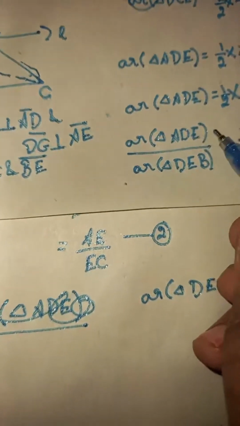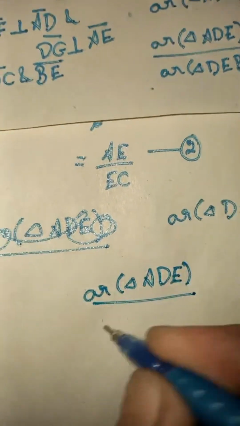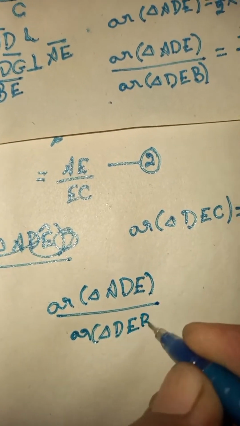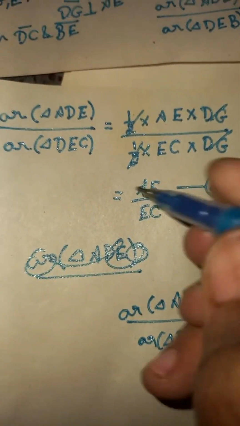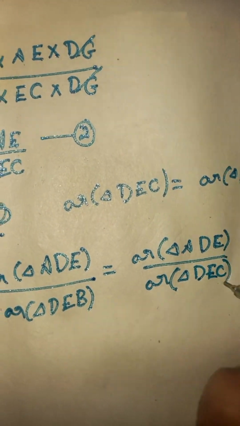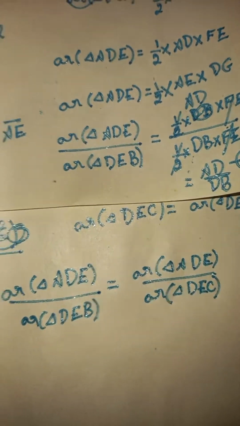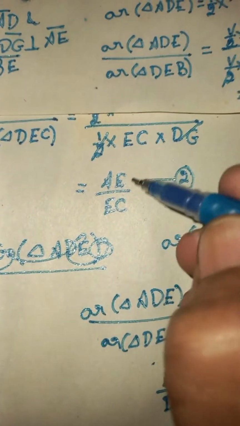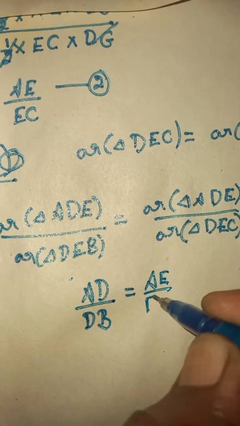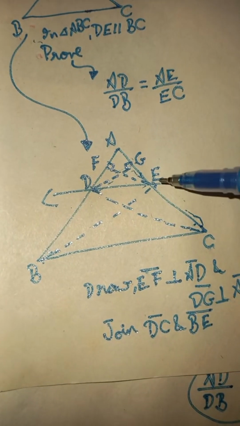So the area of this one, you can write it as area of triangle ADE by area of triangle DEB, which can be written as equal to this one, that is area of triangle ADE by area of triangle DEC. So by equating, these two sides are going to be equal, that is AD by DB becomes equal to AE by EC. That's what we are required to prove, that is AD by DB equal to AE by EC.